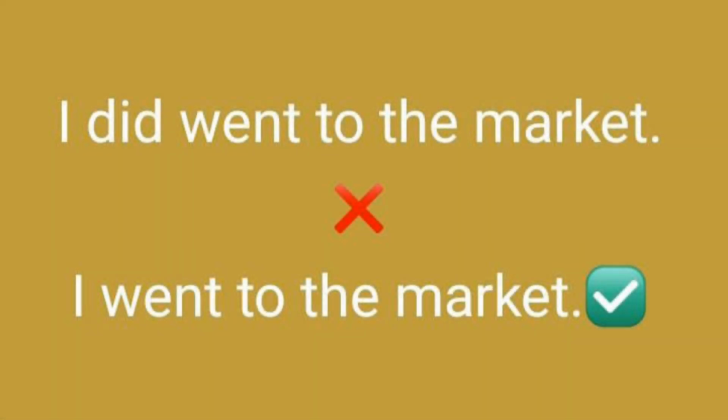The fifth mistake is using "did" with a past tense verb. For example, some learners say, I did went to the market yesterday. The sentence is incorrect. The correct sentence is, I went to the market yesterday. This happens because the word did already indicates past tense. So the main verb must be in its base form.